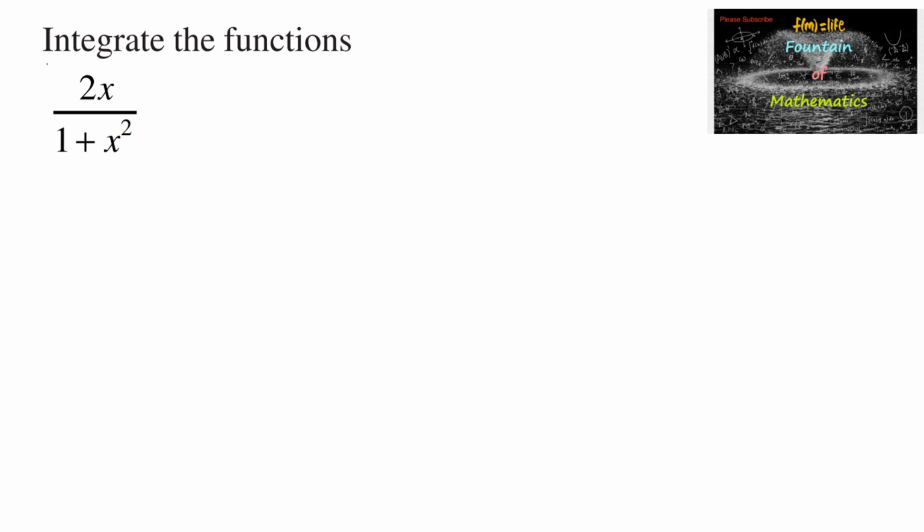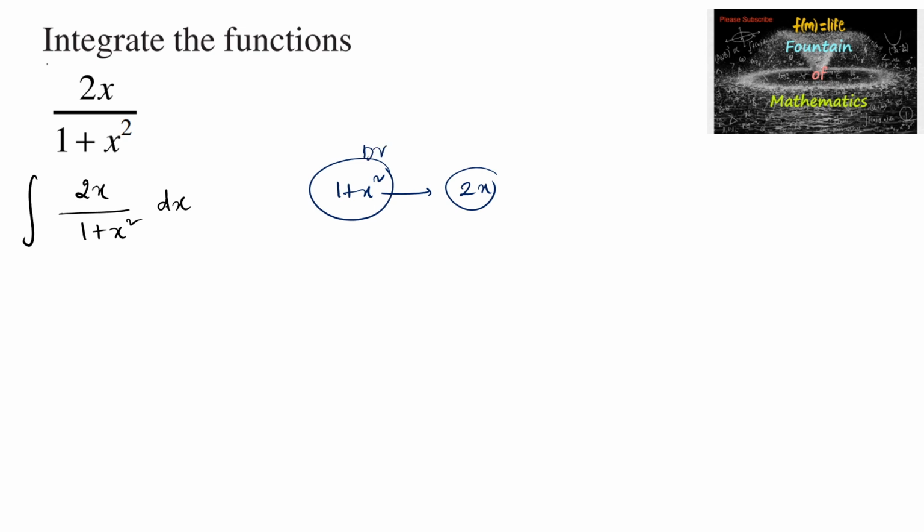Integrate the function 2x upon 1 plus x square. So we can write integral 2x upon 1 plus x square dx. We can observe that the denominator 1 plus x square, on differentiation, gives 2x, which is in the numerator. So let us use the method of substitution.